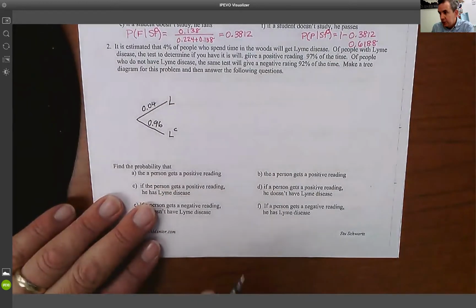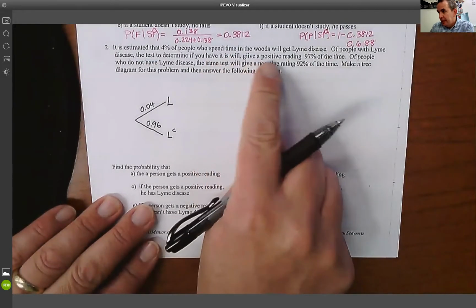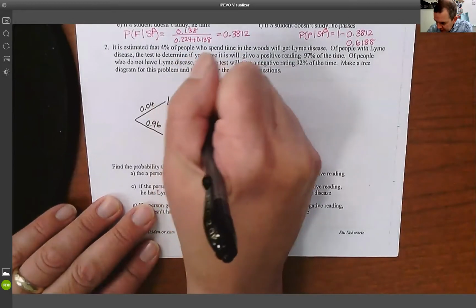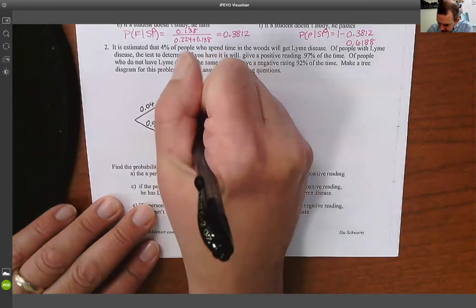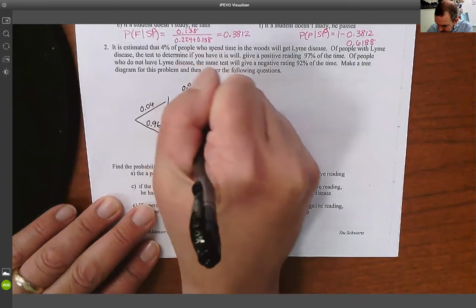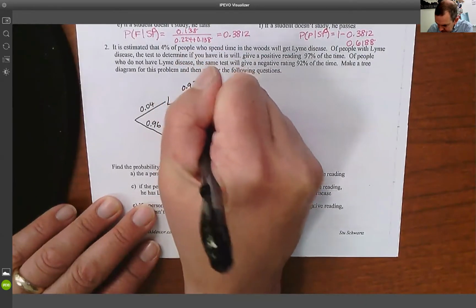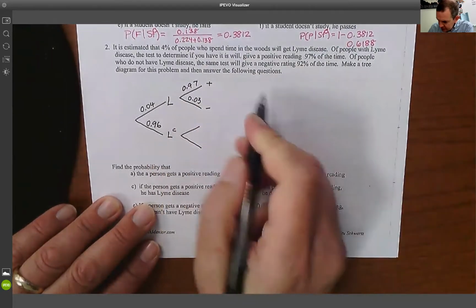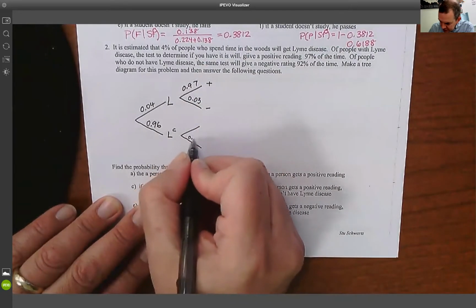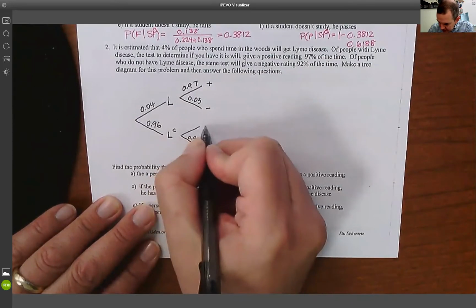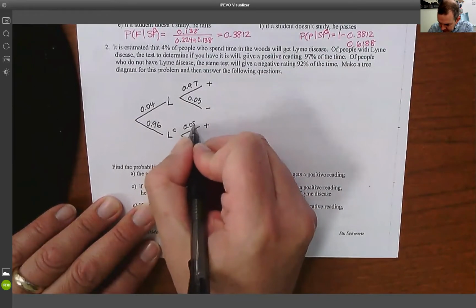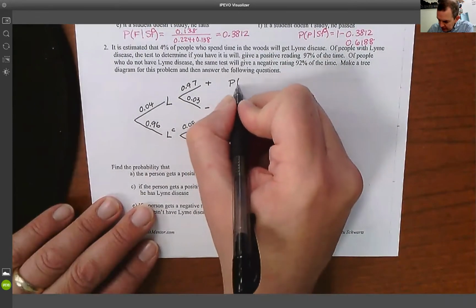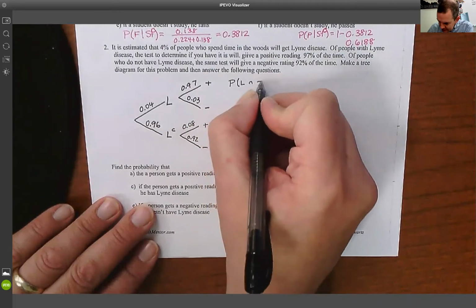And what's gonna happen is we're gonna give people the test. It gives a positive reading 97% of the time for people with Lyme disease. So what that says is we get a positive result 97% of the time. It means we get a negative result 3% of the time. And with the people who don't have Lyme disease, it says it'll give a negative result 92% of the time. It'll give a positive result 8% of the time.